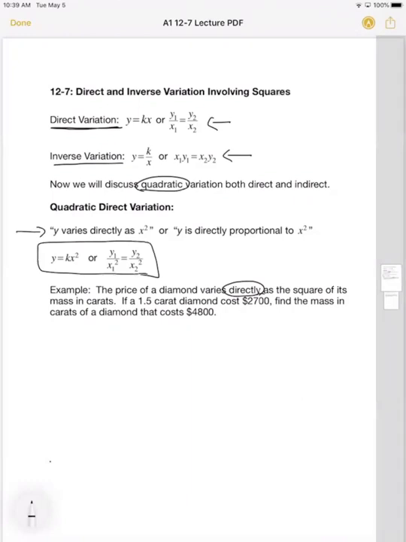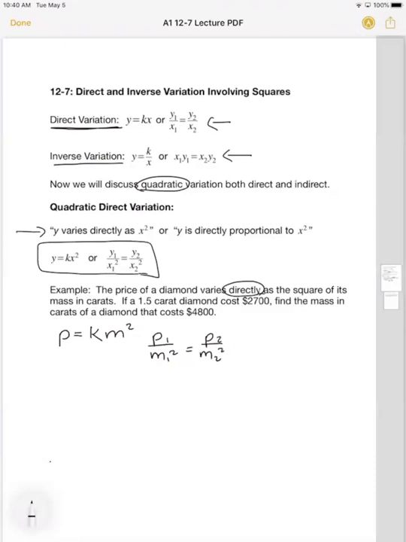Well, I'm going to first set up my basic equation. It says the price of a diamond varies directly with the square of its mass. So there we have it. The price is some constant times the mass squared. Now, since I'm going to be looking at two different scenarios here, I'm going to use my proportion method. That's my favorite. And I'm going to set the first price over the first mass squared equal to the second price over the second mass squared.